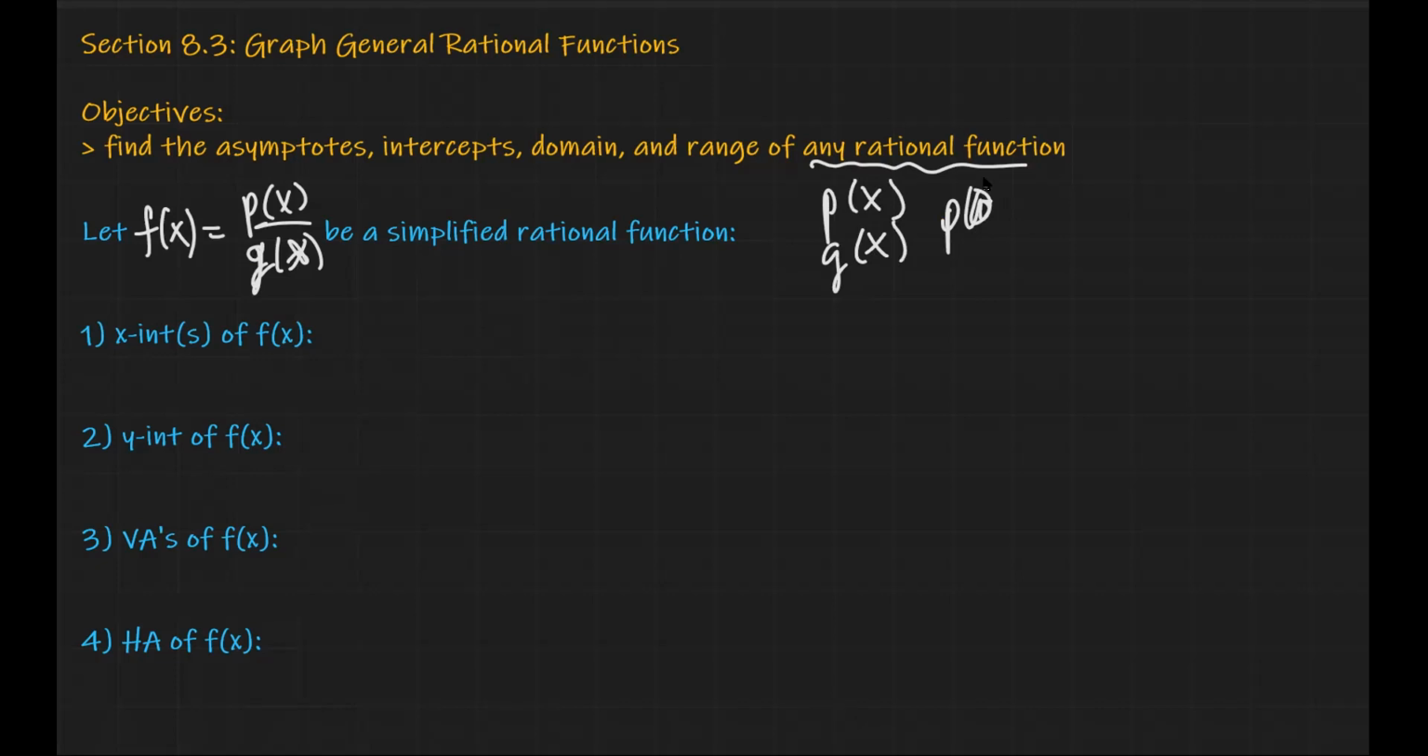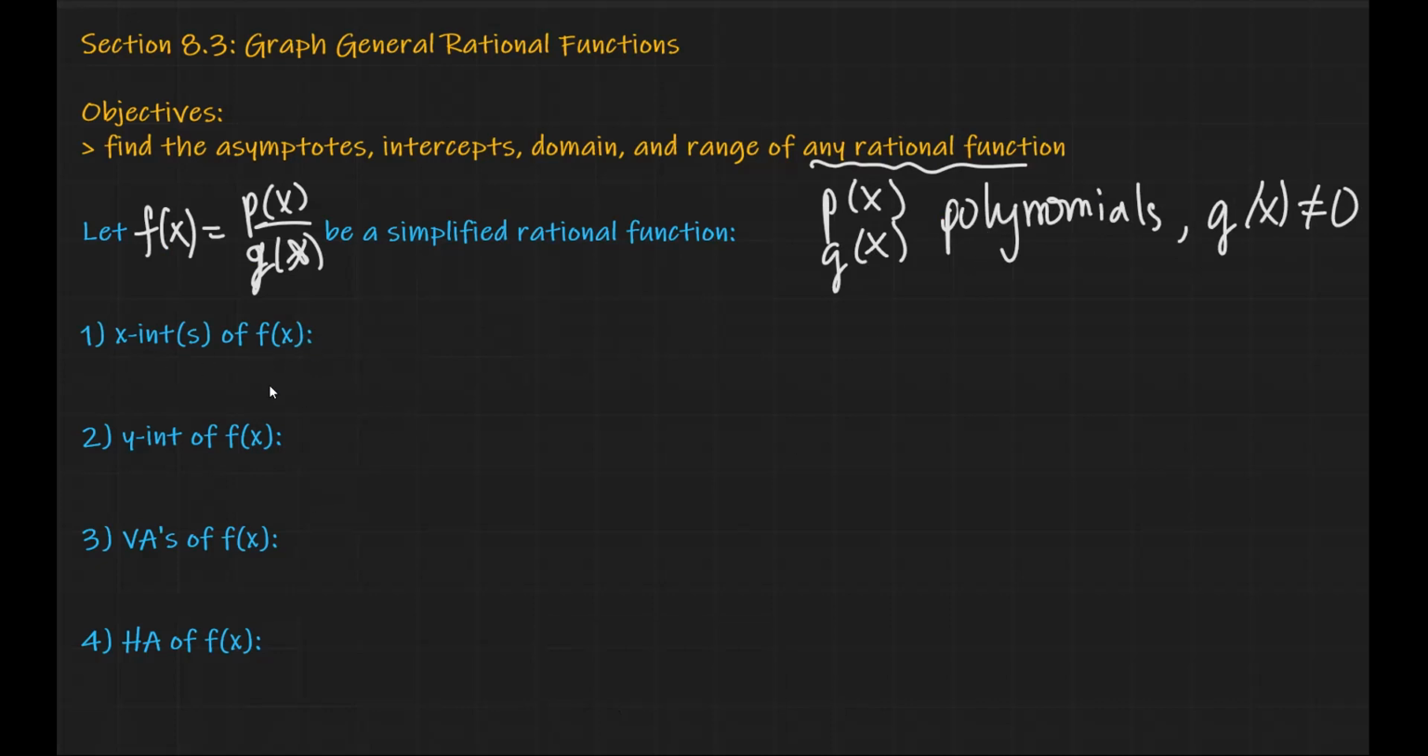I don't know why I can't write right now. That's funny. Polynomials. There we go, polynomials. And then q of x is not 0. Okay, same conditions from last time.